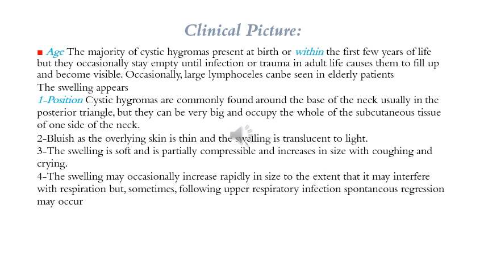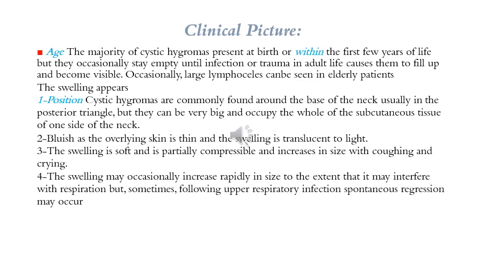The transillumination test is positive, except that it is negative if the cyst becomes infected because the fluid becomes turbid. The swelling is soft and partially compressible and increases in size with cough. What is the other swelling in the neck that increases with cough? It is the pharyngeal pouch. The swelling might occasionally increase rapidly in size and might interfere with respiration.